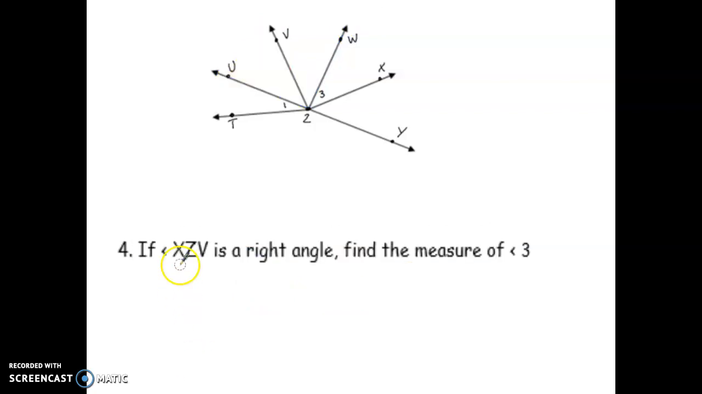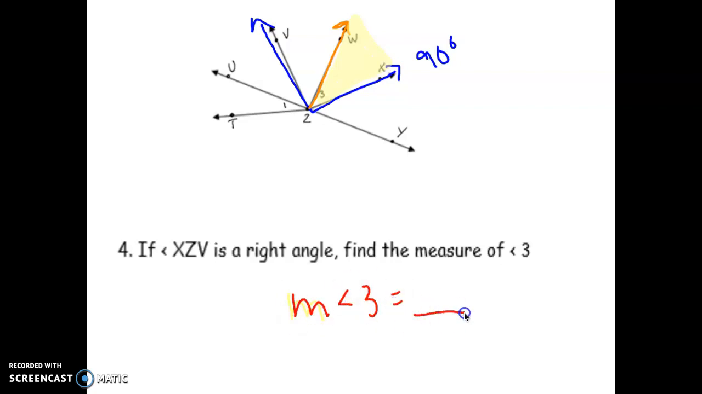Okay, so number 4 says the measure of XZV is a right angle. So XZV is right here, and that is 90 degrees. The right angle is 90 degrees. Oh, sorry, one more piece of information here. ZW is my bisector. So what would be my measurement of angle 3? Again, for writing it down, you'd say the measure of angle 3 equals, and then tell me your answer.